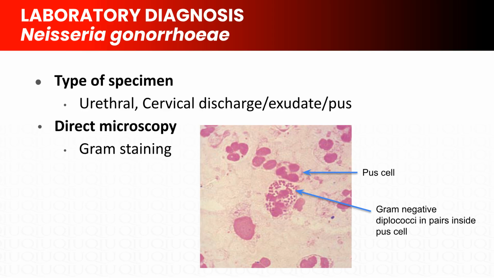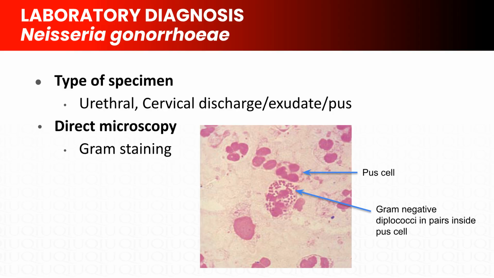Direct microscopic examination of gram-stained specimens is a rapid and useful diagnostic method. Under the microscope, we look for gram-negative diplococci. The image shown here illustrates the classic findings. You can see numerous neutrophils. These are the pus cells, white blood cells recruited to fight the infection.